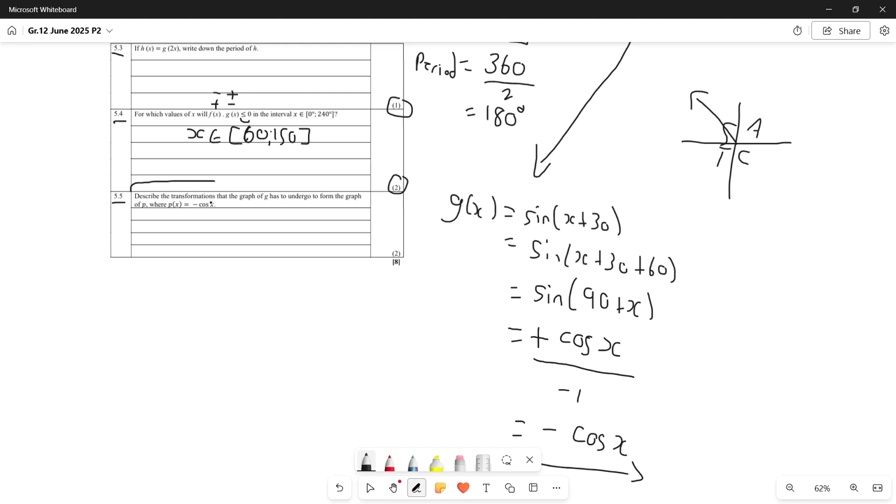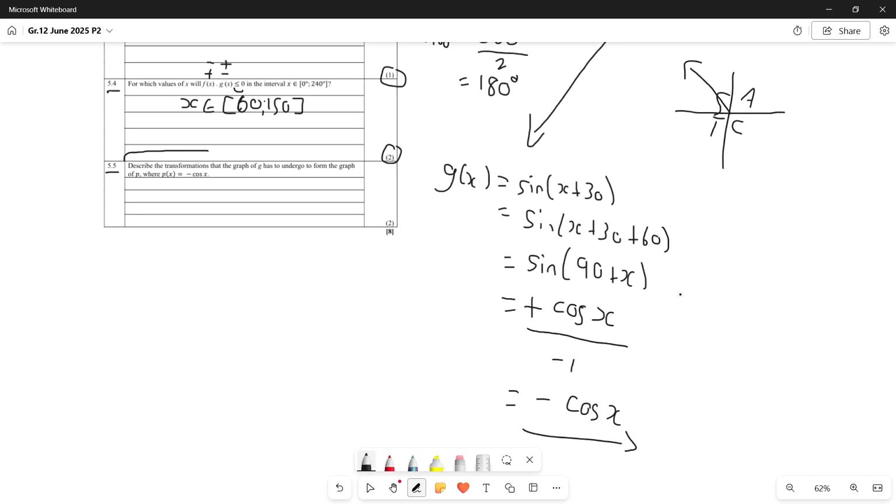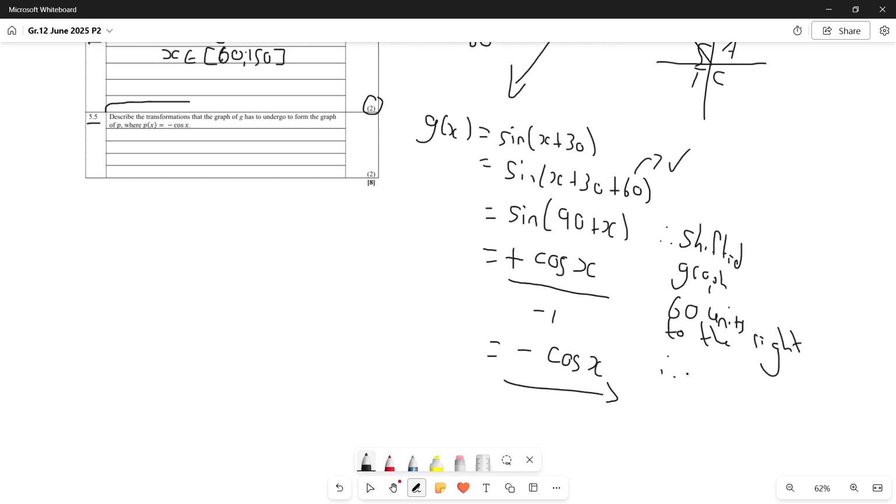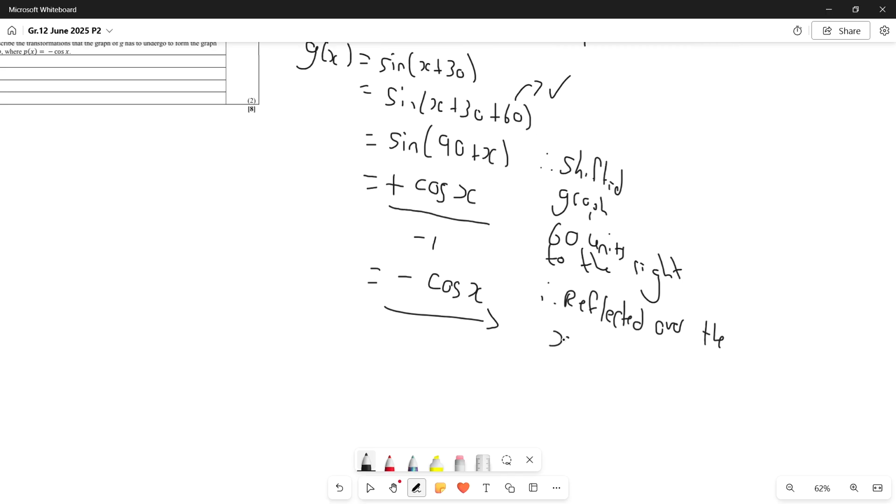Okay, and all that means in terms of describing the transformation, because this was just showing us the steps as to how we got to this p of x, is that we shifted the graph 60 units to the right. So that was over here. And then we did a reflection over the x-axis. So one mark was to describe this portion, and then the other mark is to say that when we divided by negative 1, that means we just reflected it over the x-axis.